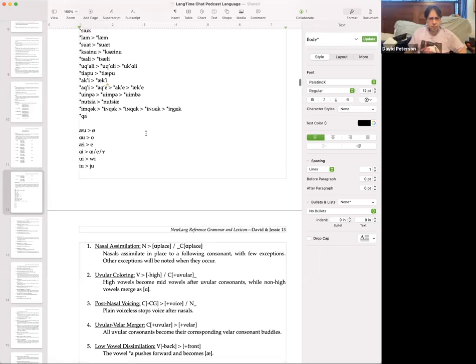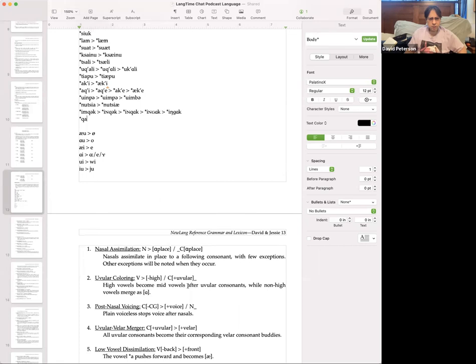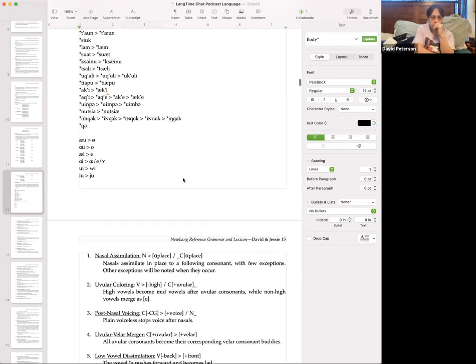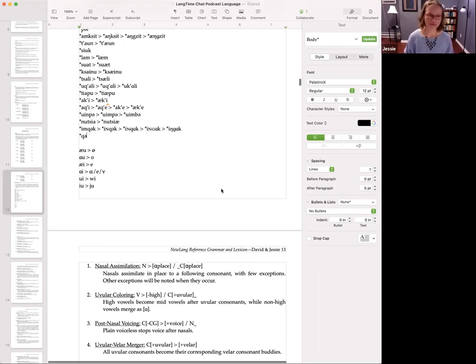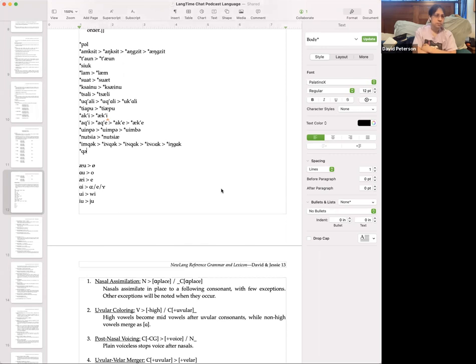What happens to the schwa? High vowels become mid vowels after uvular consonants, while non-high vowels merge as ah. I'm sorry, you're right. It could very well be schwa. My sincere apologies. Okay, so I'm going to go back to the schwa because I'm going to put as many schwas in as I can while I can. Obviously. Use your time.